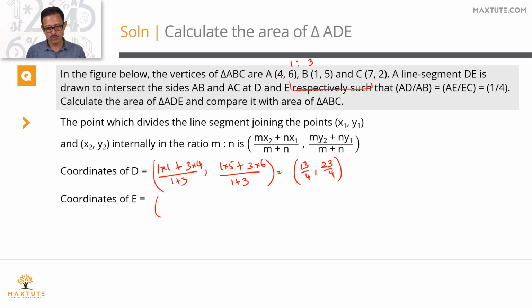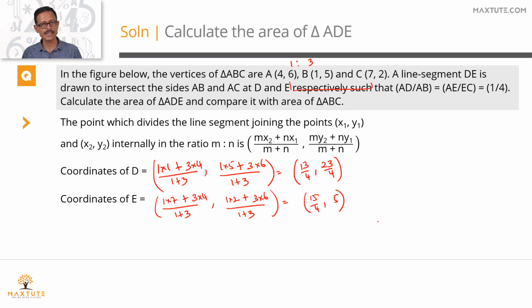So we're going to use mx2 + nx1, which is 1 into 7 plus 3 into 4, divided by 1 plus 3. The ratio remains the same, so the denominator is going to be the same. my2 + ny1 divided by m + n: 1 into 2 plus 3 into 6, divided by 1 plus 3. So this is equal to 7 plus 8, 15 by 4, comma, 2 plus 18, 20 by 4, which is equal to 5.